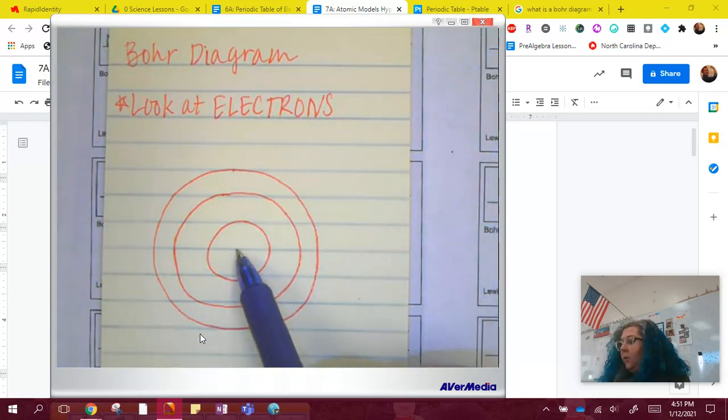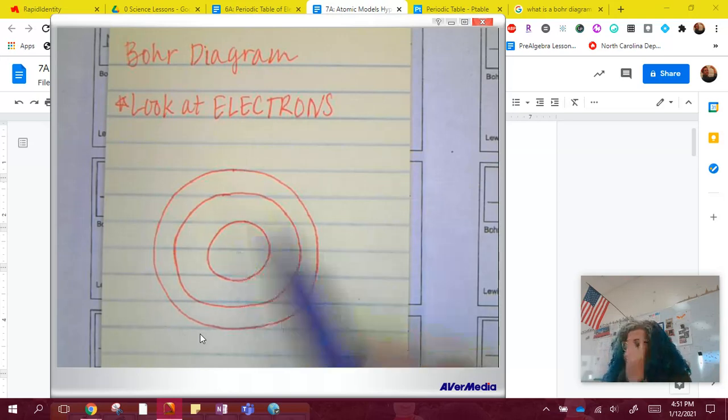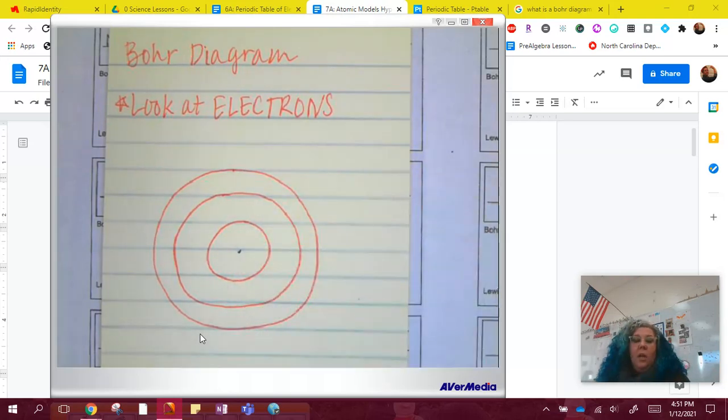the nucleus. The nucleus is in the center. Now, if you remember, the electrons do not move in a perfect orbit. They're actually very scattered and they create this electron cloud. But this is just a model to show all of the electrons in a certain element.